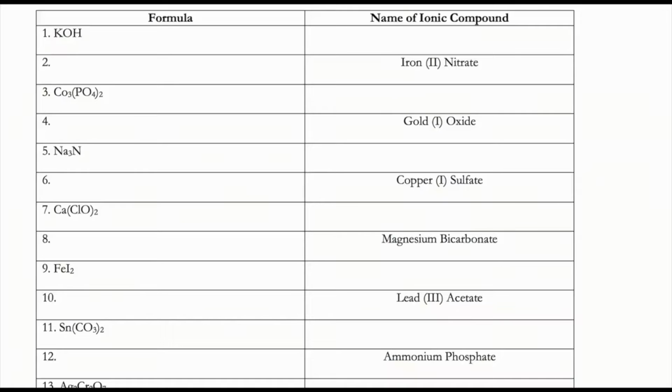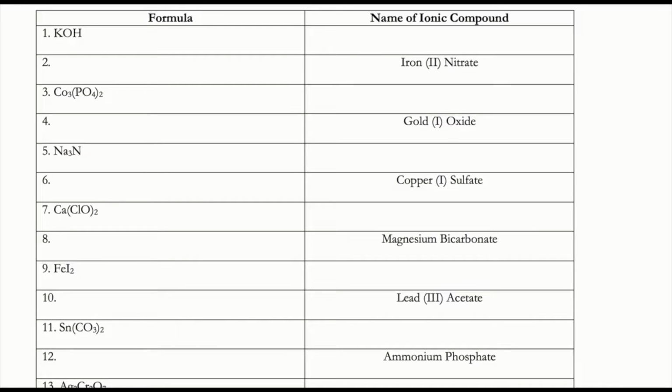All right, so this is a review for writing the formula and writing the name for ionic compounds. And I've mixed together ionic compounds with metals whose charges we know, with metals of charges we don't know, and then I've also included polyatomic ions. Okay, so we're just going to run through these.